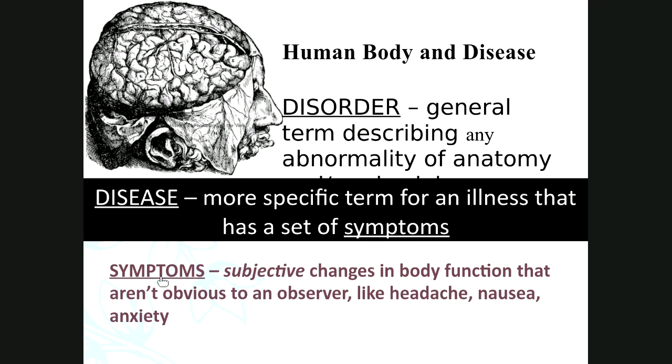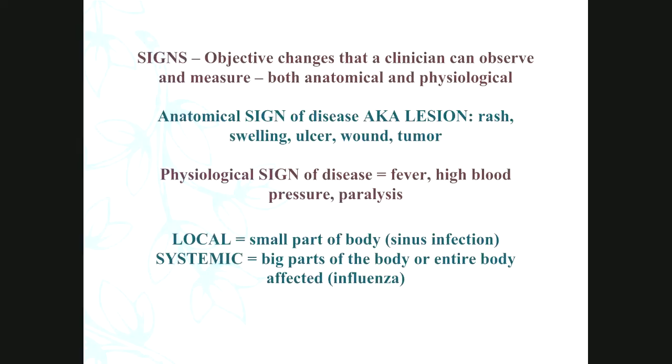Symptom is a subjective change. What does that mean? For example, a patient comes in and tells you they have a headache. Can you prove that? Probably not. They're nauseous, they're anxious. So these are what we call subjective changes. So a symptom is subjective, meaning the patient tells you they have it, but you cannot prove it.